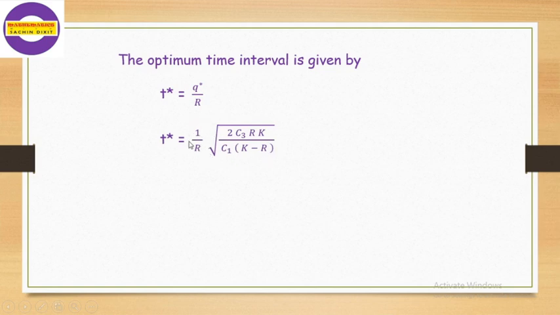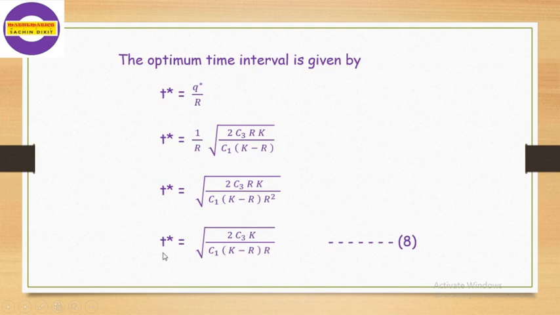Then we transfer this 1 upon r into the square root, so we get t star is equal to under root of 2c3 rk divided by c1 into k minus r into r square. Now when r gets cancelled out, obviously we get t star is equal to under root of 2c3k divided by c1 into k minus r into r, equation number 8. That gives the optimum time interval.